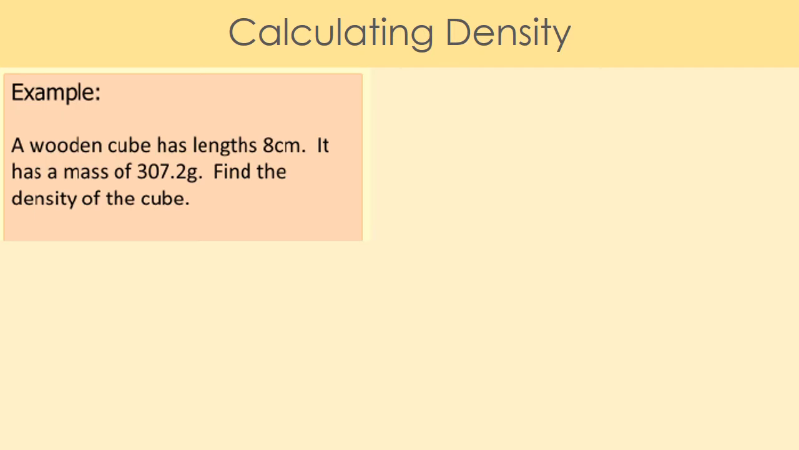So we're now going to have a look at doing an example. This is the same example in your workbook, so you can follow it along in there. We've got a wooden cube, has lengths 8 centimeters, and it has a mass of 307.2 grams. Find the density of the cube.